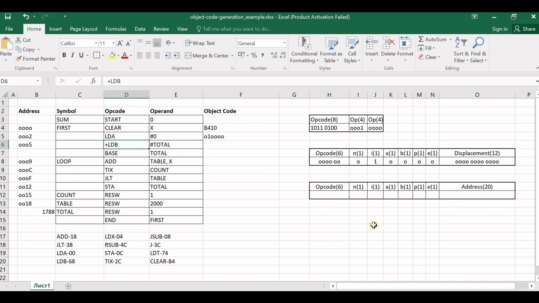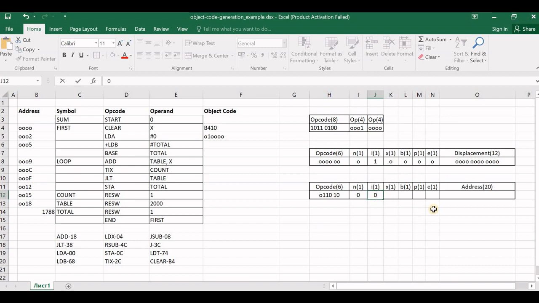We will start filling this format here. First, find out the opcode for LDB. The opcode for LDB is 68 hexadecimal. So you can fill only 6 bits here: 0, 1, 1, 0 and 8, and 8 is 1, 0, 0, 0. Then continue with the next 0 and 0 for the n bit and the i bit fields.